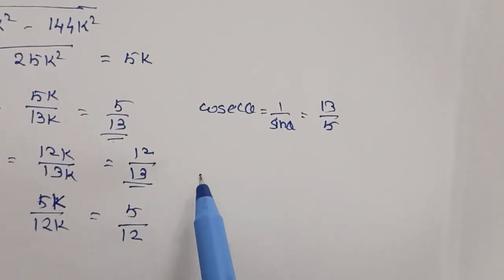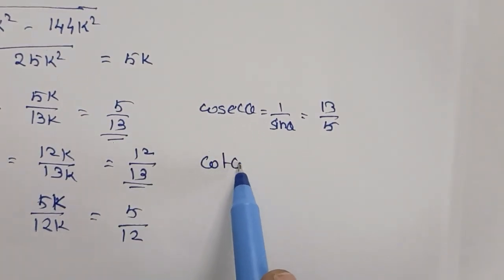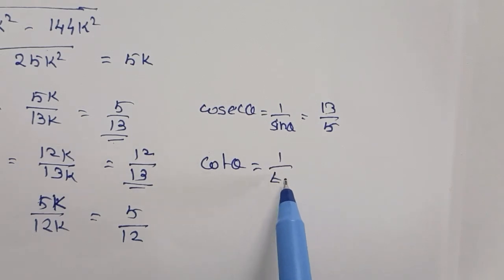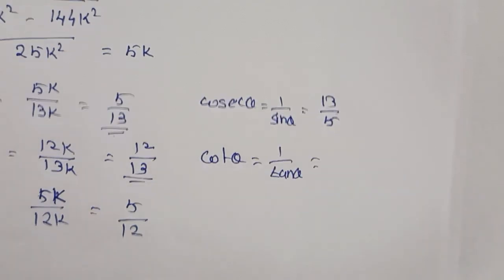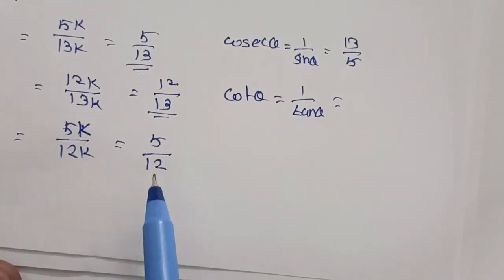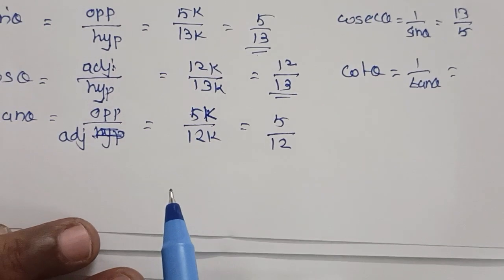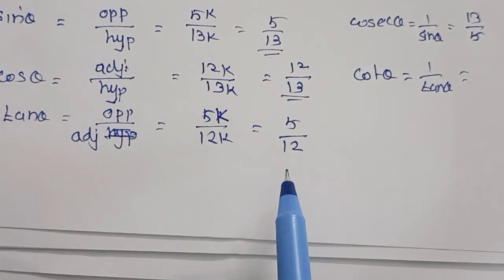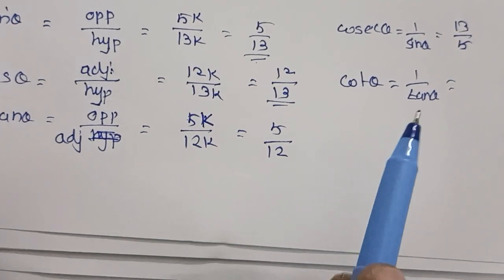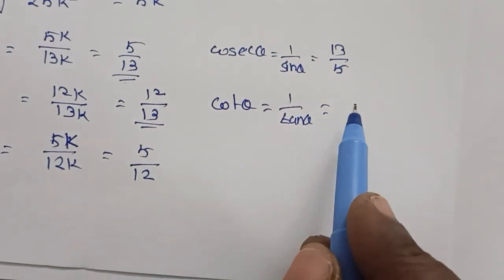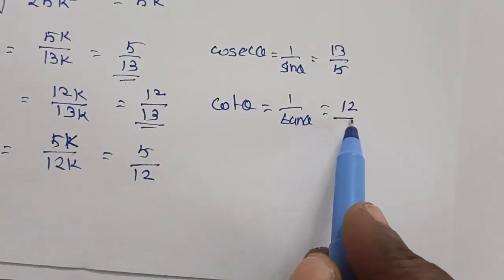Now we have to find cot theta. Cot theta equals reciprocal of tan theta, 1 by tan theta. Tan theta is equal to 5 by 12, isn't it? Therefore, cot theta, the reciprocal of that, is equal to 12 divided by 5. Okay.